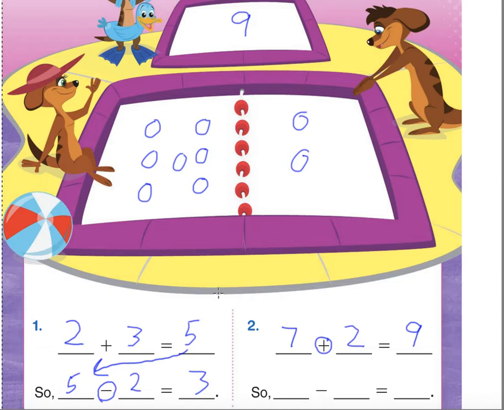But now we have to write a related fact for this addition sentence. A related fact meaning we have to write it as a subtraction sentence using the same numbers. I'm going to say it one more time. The same numbers. We are not changing them at all.